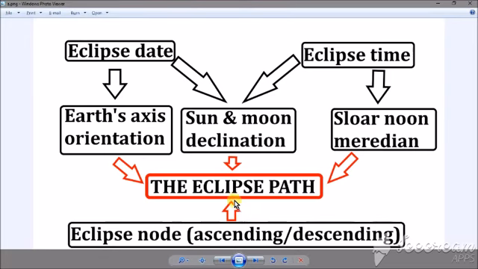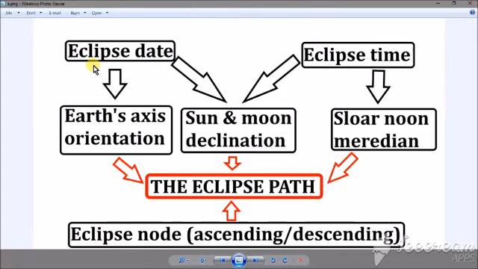But today we're not going to actually plot the eclipse path. What we need is three things. We need the eclipse date and time, and we need the eclipse node, whether it's ascending or descending. But this one we'll need when we start working on a globe model and show the path. So we're not going to get to this now.